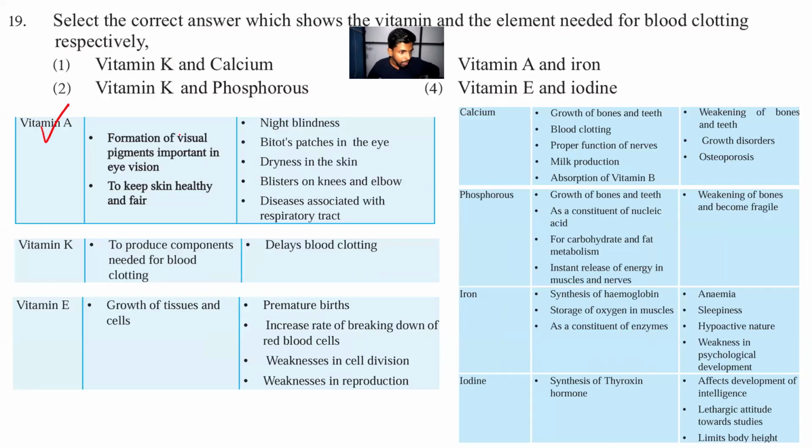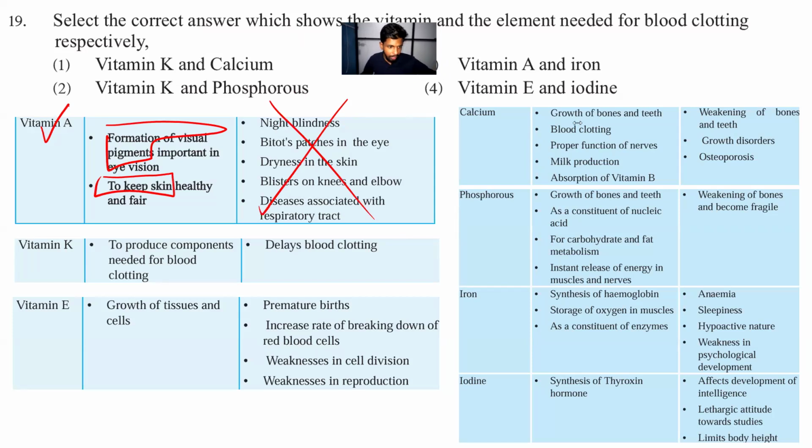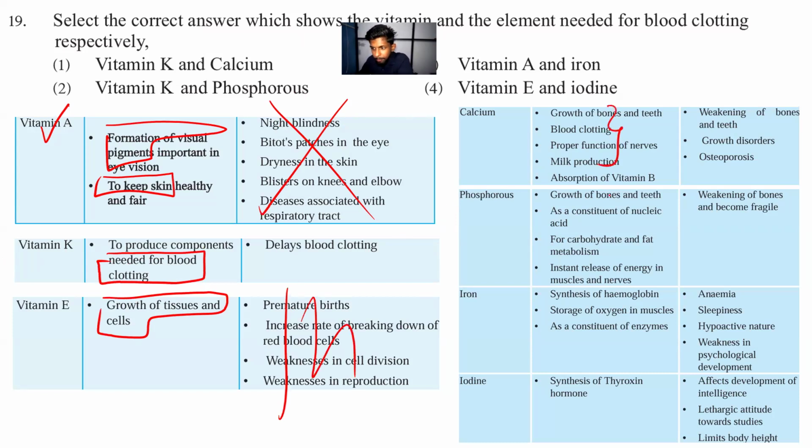Under vitamin A, the important points are the formation of visual pigments and keeping the skin healthy. There's no need to mention this one, but if you wish, you can write all those things. For vitamin K, needed for blood clotting. Vitamin E, growth of tissues and cells. For calcium, you can write 3 of them, and here 3 of them, and here 3 of them, and here 1 of them.